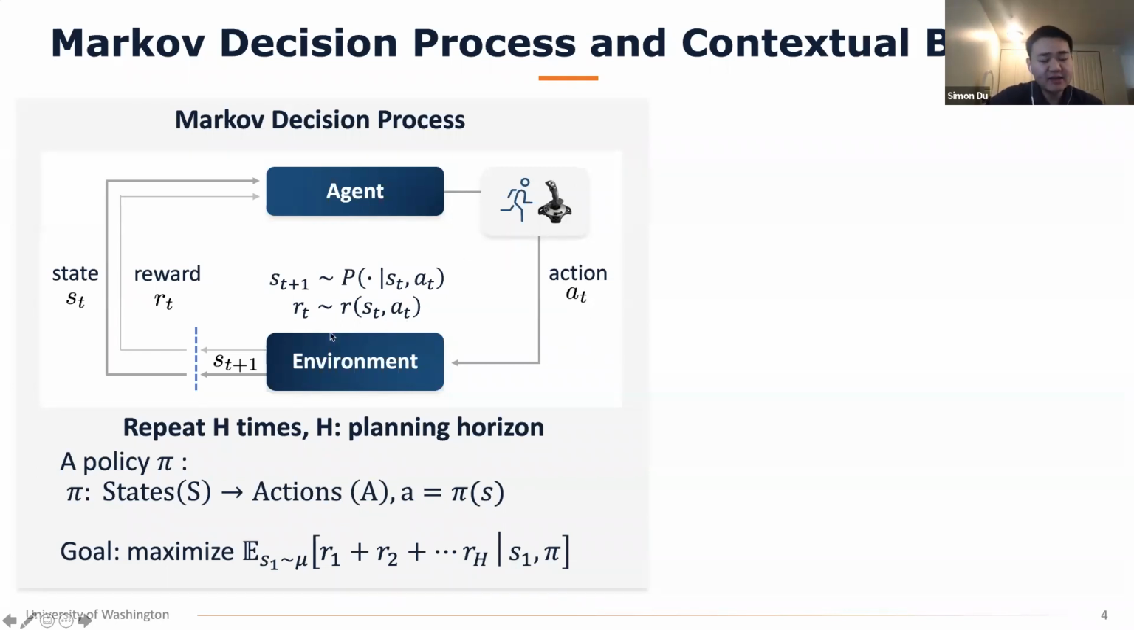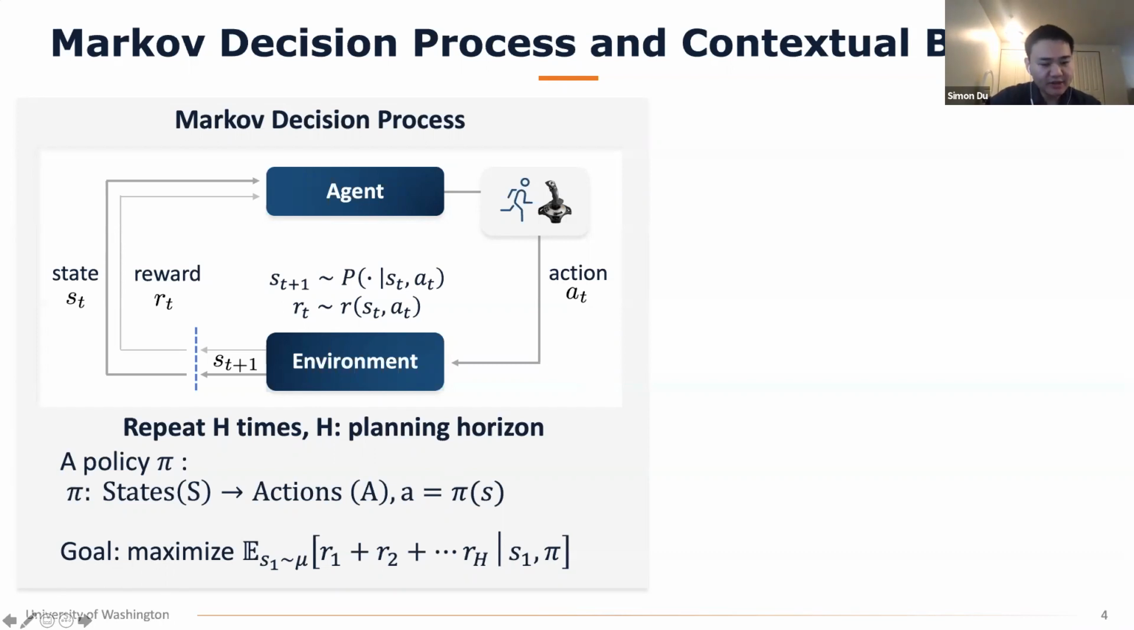Then the environment will receive the state and action, and will transit the agent to the next state according to some transition function P, which depends on both state and action. Also, the environment will give the agent some reward according to some reward function, which we call R. The whole process will repeat for H times. H is called the planning horizon, because you need to plan your agent in order to maximize your reward. So it's a long-term planning problem.